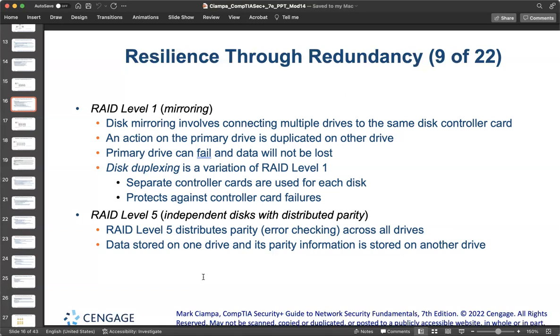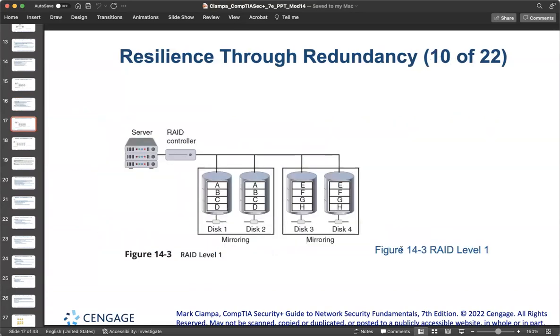RAID level 5, or independent disks with distributed parity, distributes the parity, which is the error checking measure, across all drives. Data is stored on one drive, and its parity information is stored on another drive. So when you recover from a disaster, you basically have the parity on the other drive, so you can make sure the data that you restored keeps its integrity, because you can compare it with the parity.